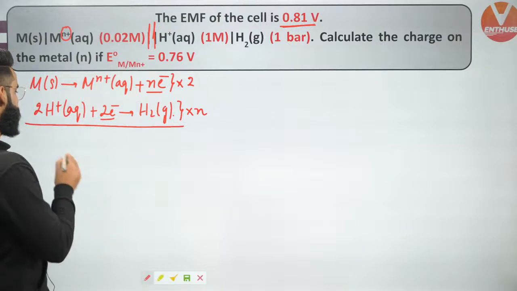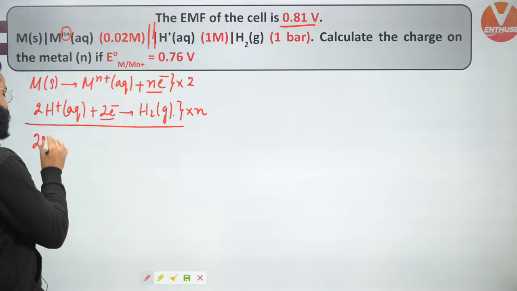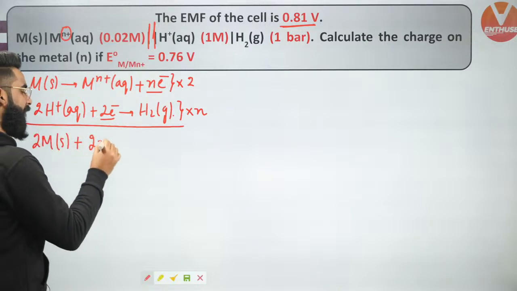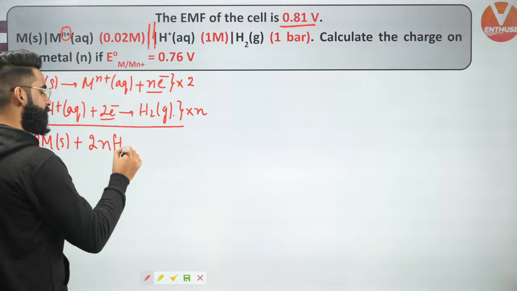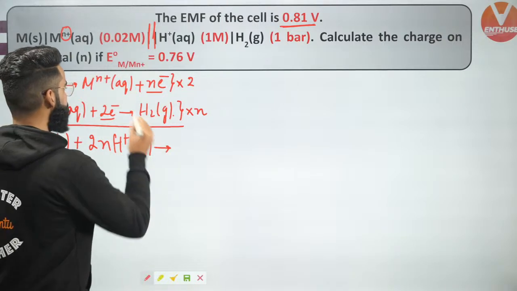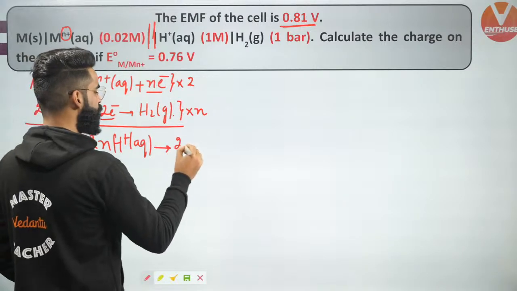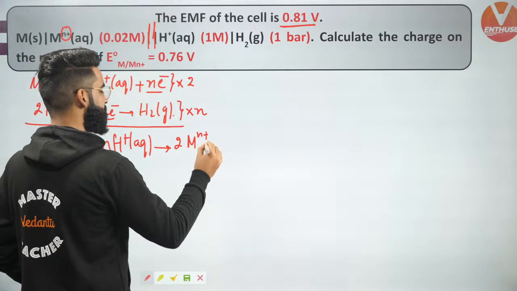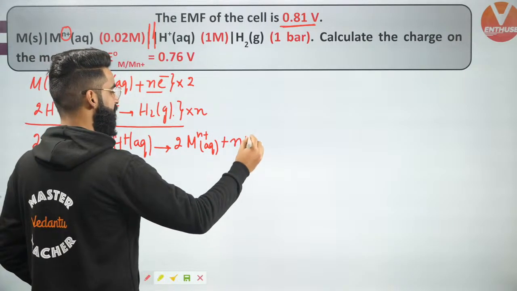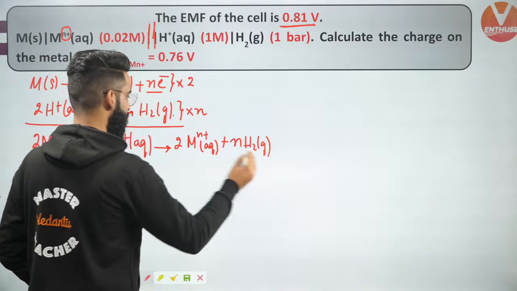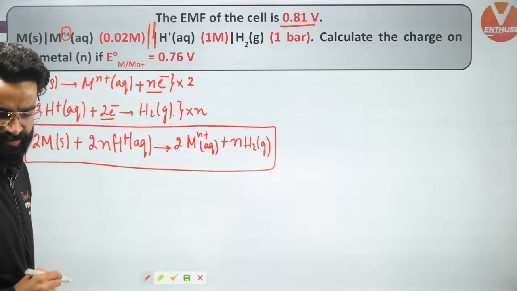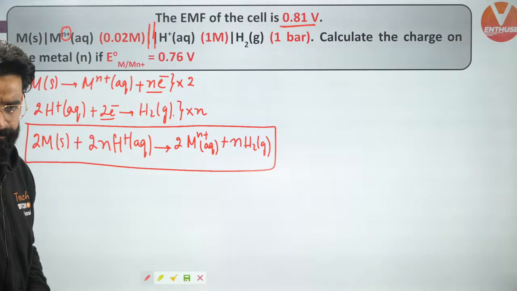After multiplying the reactions by 2 and n respectively, we are going to add them. When we add them, you are going to get 2 times metal solid plus 2n times H positive aqueous, which gets converted to 2 times Mn positive aqueous plus n times H2 gas. This is the net reaction which takes place in the cell which is given to us.